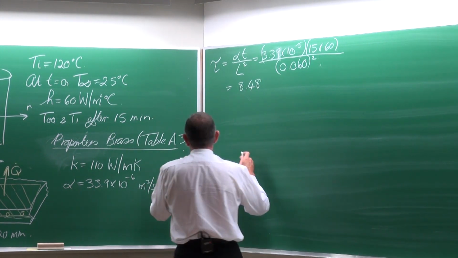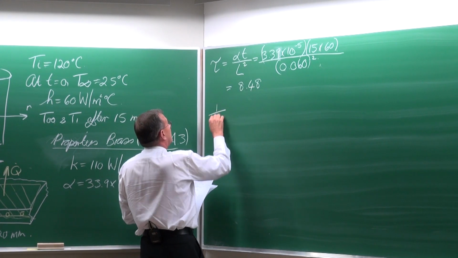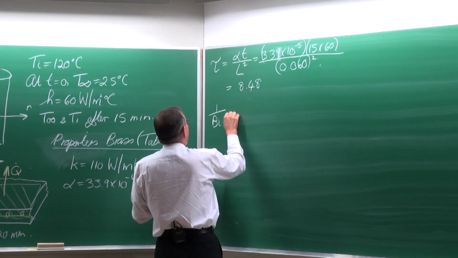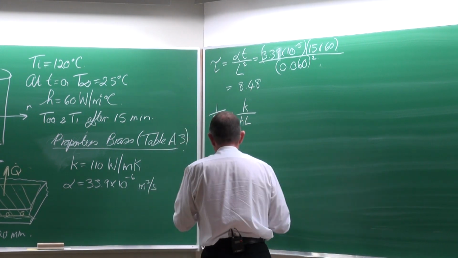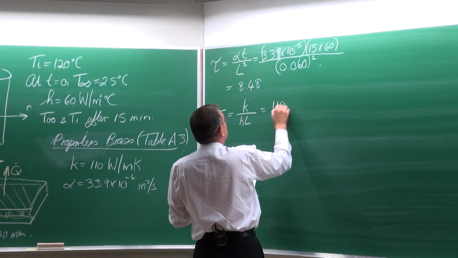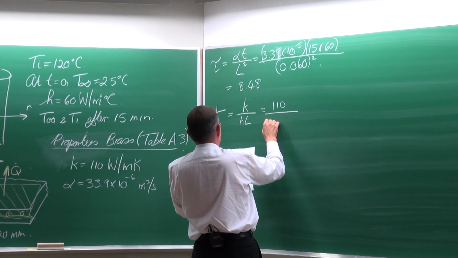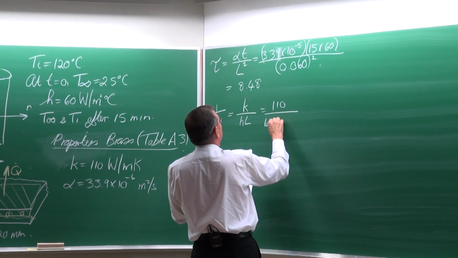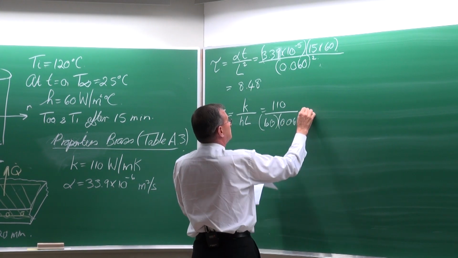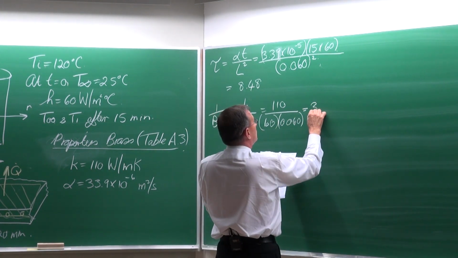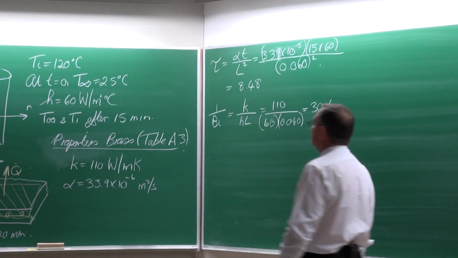The other thing is the Biot number. I'm going to write it as 1 divided by the Biot number is equal to K divided by HL. K is 110. The heat transfer coefficient is equal to 60. L is equal to 0.06. And that would be equal to 30.6.